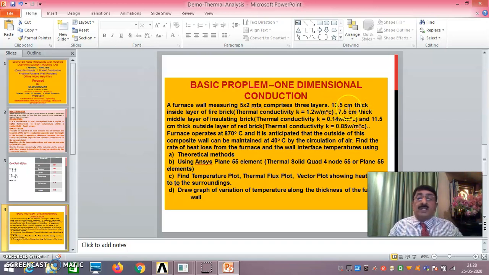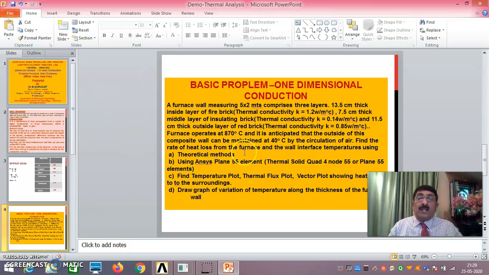Anyway, now it is a furnace wall problem involving 3 layers of insulating materials. One is a 13.5 centimeter thick inside layer of fire brick, thermal conductivity 1.2. Another is a 7.5 centimeter thick middle layer of insulating brick, thermal conductivity 0.14. And another is an 11.5 centimeter thick outside layer of red brick, thermal conductivity K 0.85. The furnace operates at 870, that means at the inner side the temperature will be 870 degrees. It is anticipated that the outside of this composite wall can be maintained at 40 degrees centigrade by the circulation of air. Find the rate of heat loss from the furnace and the wall interface temperature.